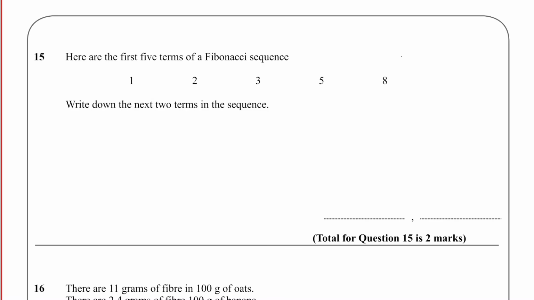Add 5 and 8. So 5 plus 8, which is 13. So the next one is 13. Then add 8 and 13, which is 21.